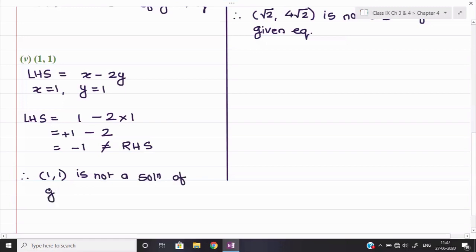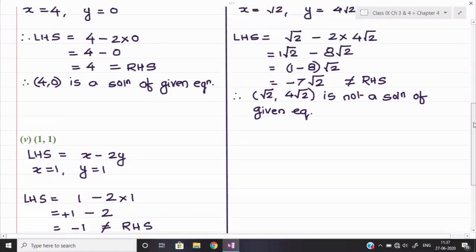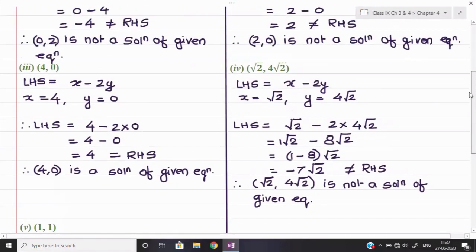Okay, so this was your question number 3. Now students, remember one fact, which is required in the next question. You can see part number 3, where we got the solution. In the 3rd part you observe x equal to 4 and y equal to 0, meaning 4 comma 0 was the given solution of the given equation.